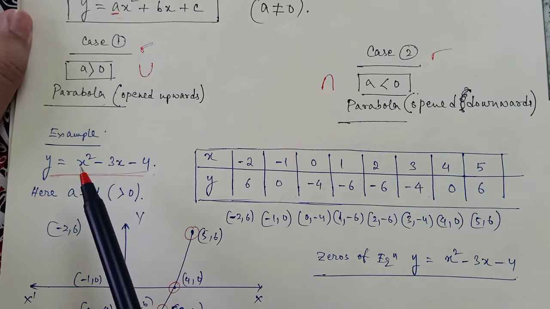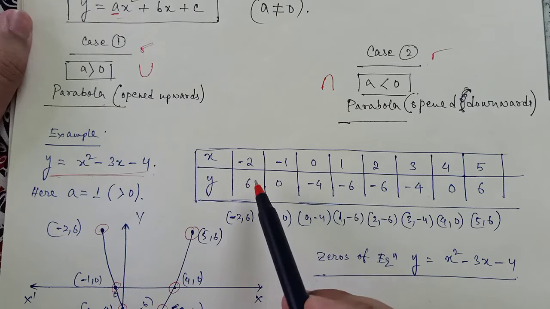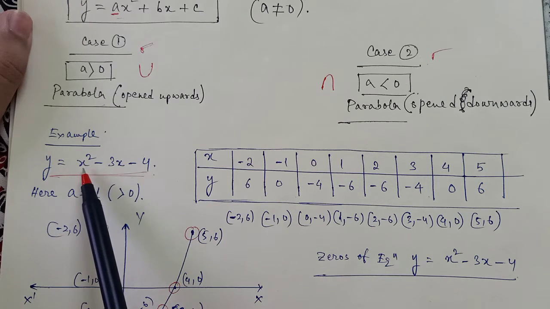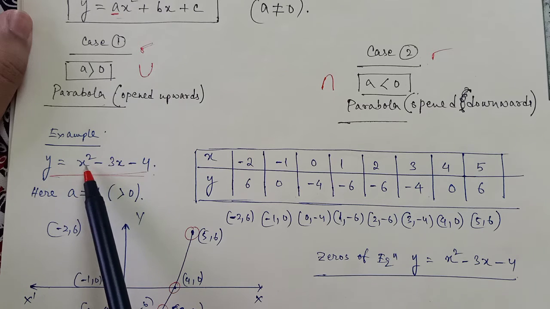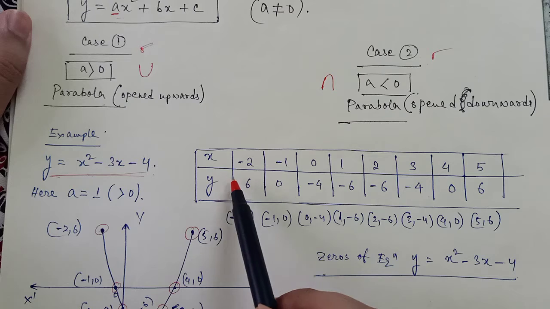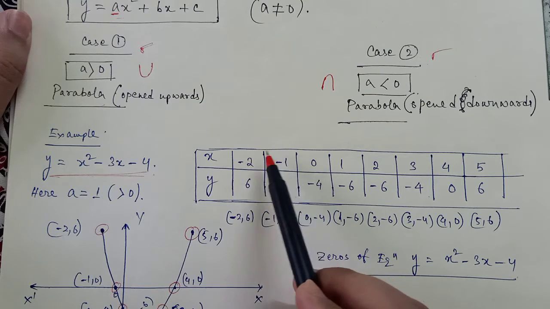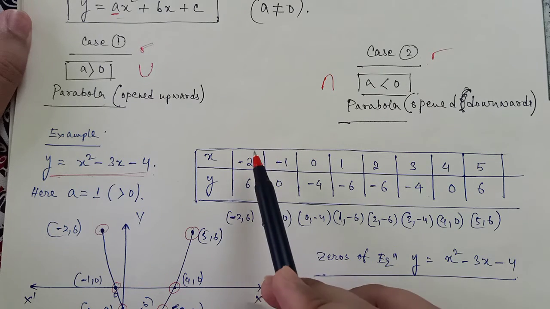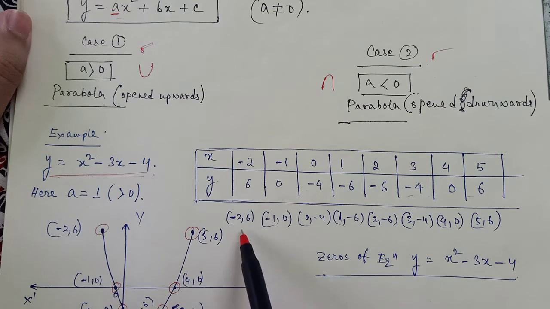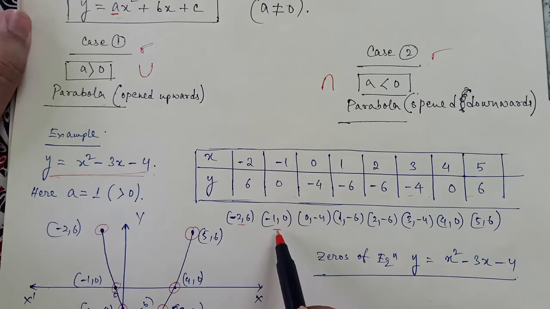You can see in this chart that you already know how to do this, right? You just take an arbitrary value of x and find the value of y. I have taken eight values of x and got the corresponding eight values of y. So this is my x and this is my y. I have noted the points, that is, this point will be minus 2 comma 6, this is minus 1 comma 0, and so on.